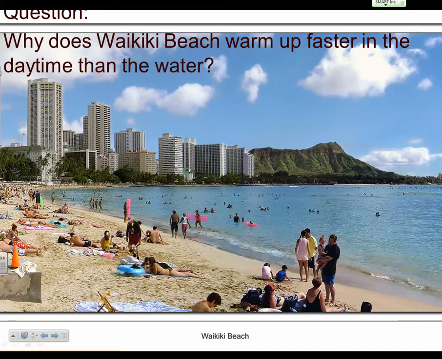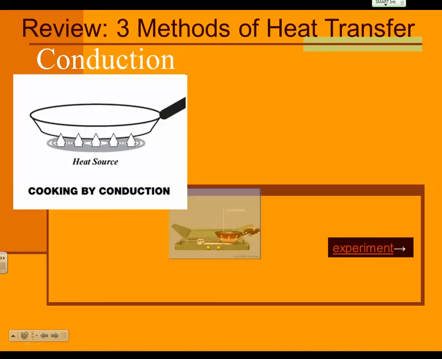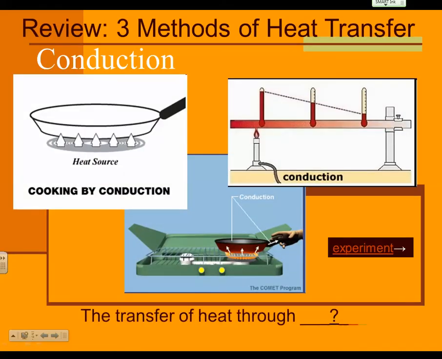So today's question we have here is, why does Waikiki Beach, beautiful Waikiki Beach, warm up faster in the daytime than the water does? And you can see it there. It says warms fast over the sand, warms slowly over the water. You've probably experienced something like this, where the beach is really warm and the water's really cool. So I want you to think about this question. We're going to come back to it, but right now I want to do a little bit of review. I think you're a little bit rusty on this stuff still.